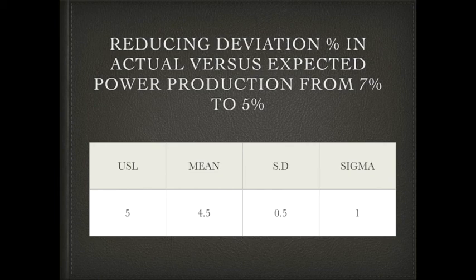Since it is reducing, we have an upper specification limit at 5, that is the target. Our mean value is at 4.5. So the difference between the specification and the mean is 0.5. Between 5 and 4.5, which is 0.5, how many standard deviations can be accommodated? Just 1. So it is sigma level 1.